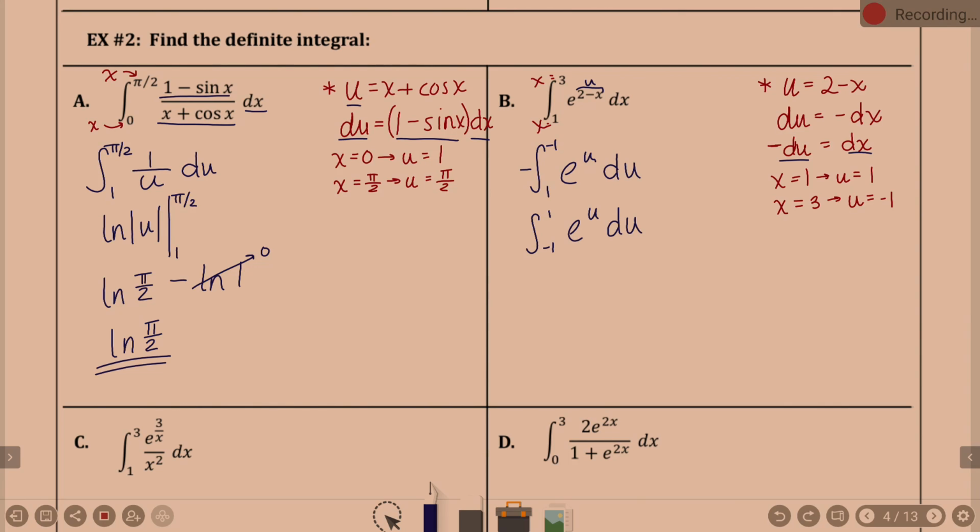Okay, so what are we doing? The integral of e to the u is e to the u, evaluated from negative 1 to 1. So, e minus 1. I wrote minus e to the first, minus e to the negative first. You know I'm not leaving that though. e minus 1 over e is what I wrote.